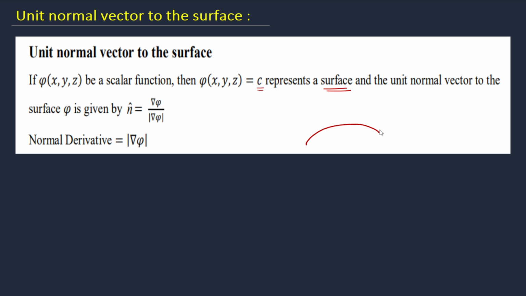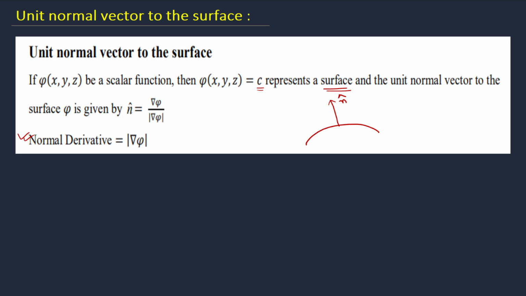Suppose this is the surface. So what we have to find? Unit normal to this particular surface, which is nothing but n cap. And how will we find n cap? Gradient of phi divided by magnitude of gradient of phi. Or if we simply take magnitude of gradient of phi, then it represents the normal derivative. So it's very simple.